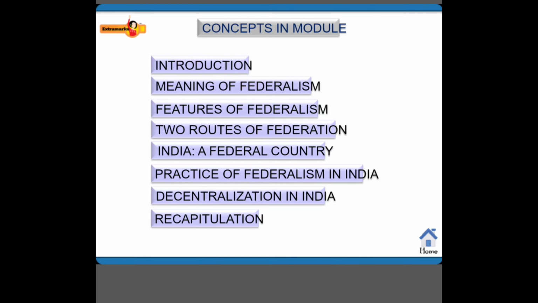Students, we will begin the introduction by explaining the benefits of power sharing and then explain the meaning of federalism, after which we will take a look at the features of federalism. Then, in the two roots of federation, we will observe the balance of power between centre and states. We will then take a look at the characteristics of India as a federal country. Then we will closely examine the practice of federalism in India, before finally discussing the decentralization of powers in India.